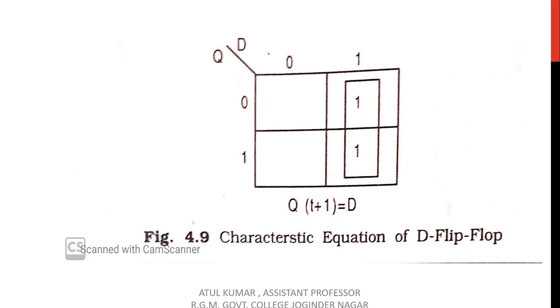This is the characteristic equation for the D flip-flop. As we have seen, this is a K-map, where one axis is D and D bar, and the other is Q bar and Q. As we have paired two ones in the K-map, the common element is D, so the characteristic equation of the D flip-flop is Q(t+1) = D.